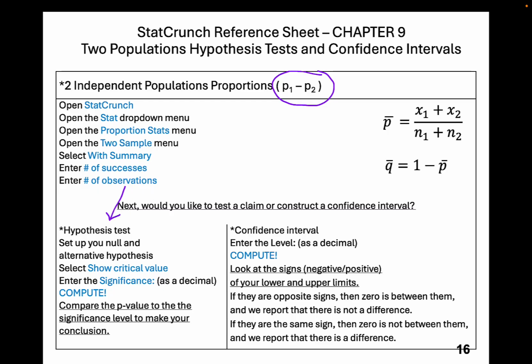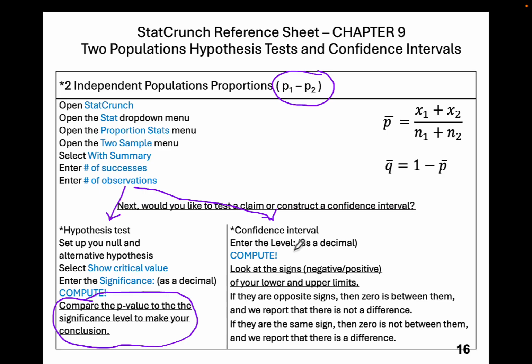And you don't actually have to decide, you just have to read the directions carefully on what the task is and then tell the program which one. If it's a hypothesis test, we'll set up the null and alternative hypothesis, click Show Critical Values, enter our significance level as a decimal, compute, and then to make our decision, we can compare the p-value to the significance level, just like we did in Chapter 8, the p-value method.